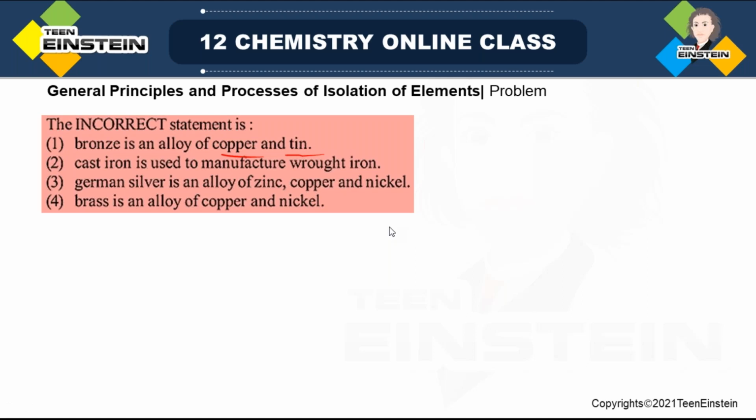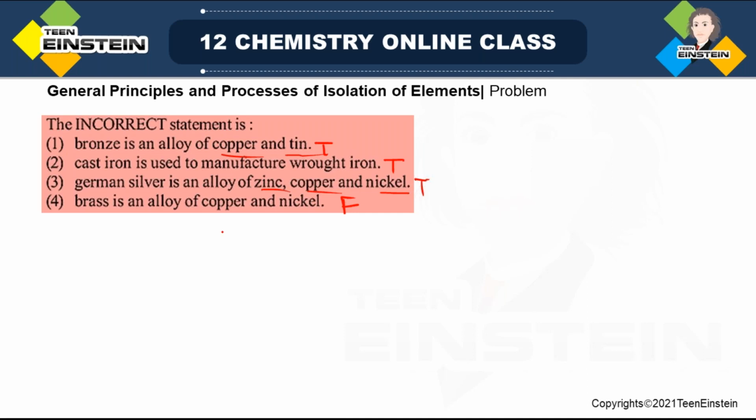Next statement is, it is true, cast iron is used to manufacture wrought iron. Now cast iron is made from pig iron, and wrought iron is made from cast iron. That means this statement is also correct. Then German silver is an alloy of zinc, copper, nickel. Now this is also true, because German silver doesn't contain any silver. Fine. So obviously the last statement will be false.